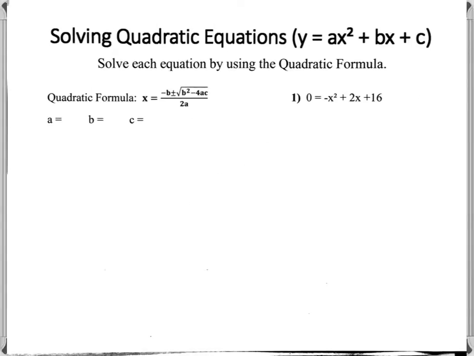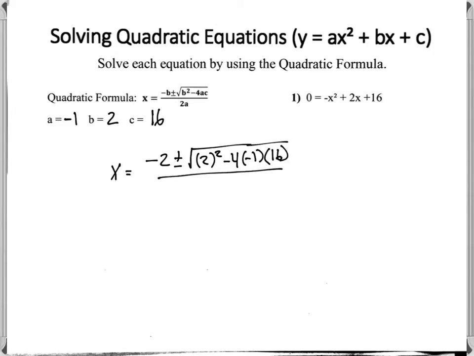So in example 1, they've given us the equation 0 equals negative x squared plus 2x plus 16, where our a value in this case happens to be negative 1, b is 2, and c happens to be 16. Using those values, we can plug them into our quadratic formula to solve for the values of x. So we've got negative 2 plus or minus the square root of 2 squared minus 4 times negative 1 times 16 all over 2 times negative 1.